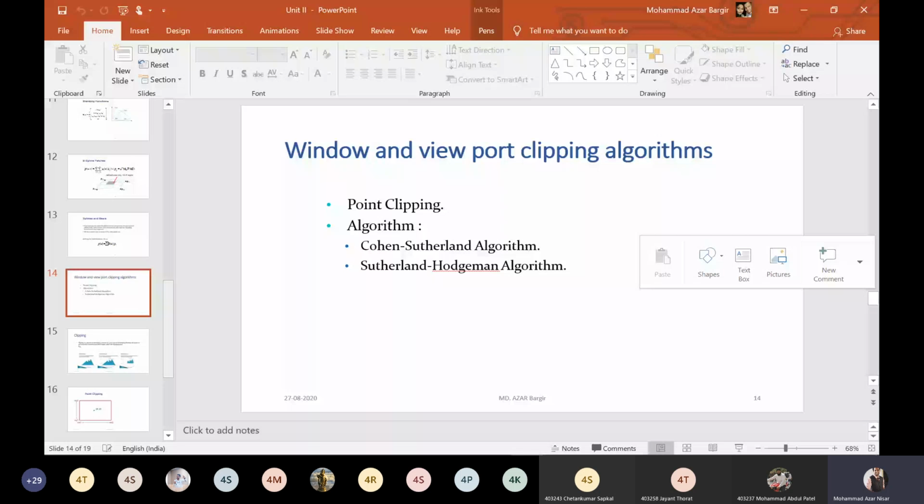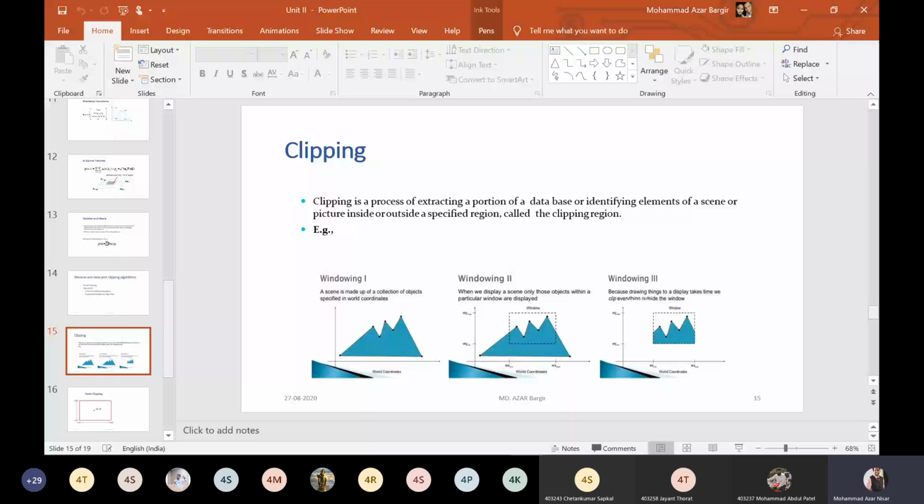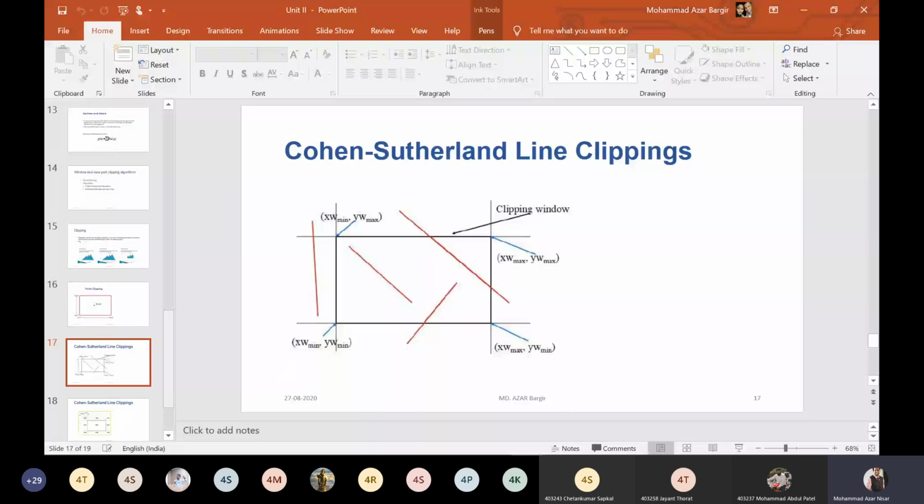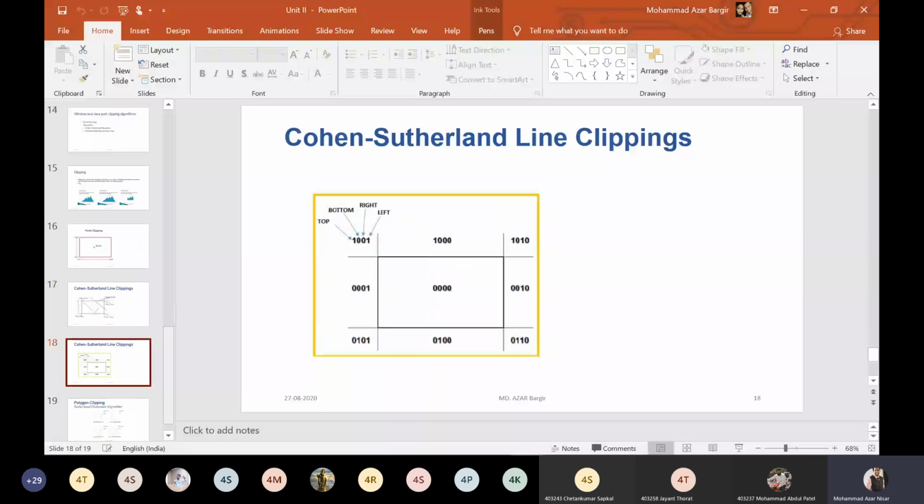We will see what windows are used for clipping, what algorithm is used for points, and then the line clipping algorithm. Then we'll see the Cohen-Sutherland line clipping algorithm, what the region codes mean, and how to solve problems over the Cohen-Sutherland line clipping algorithm, and also problems over the polygon clipping algorithm.